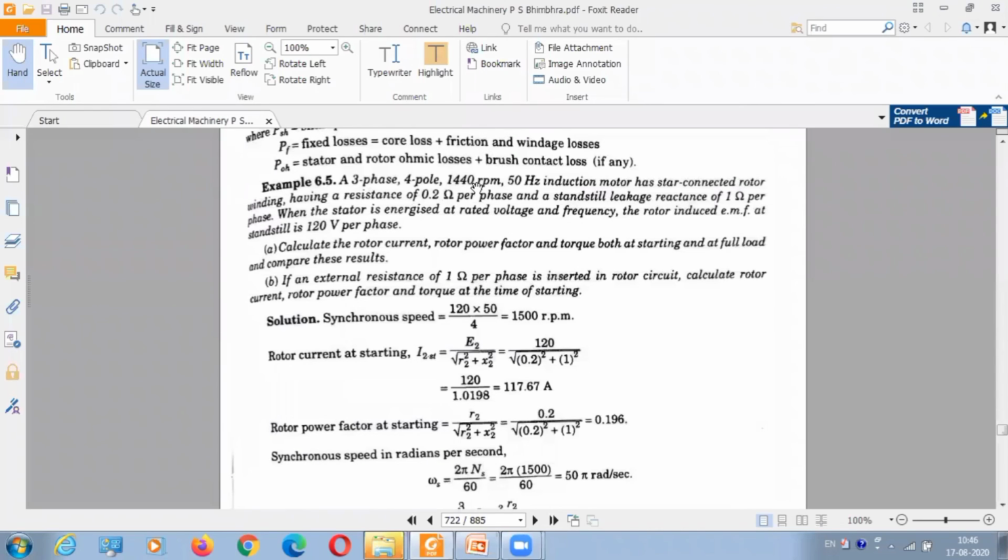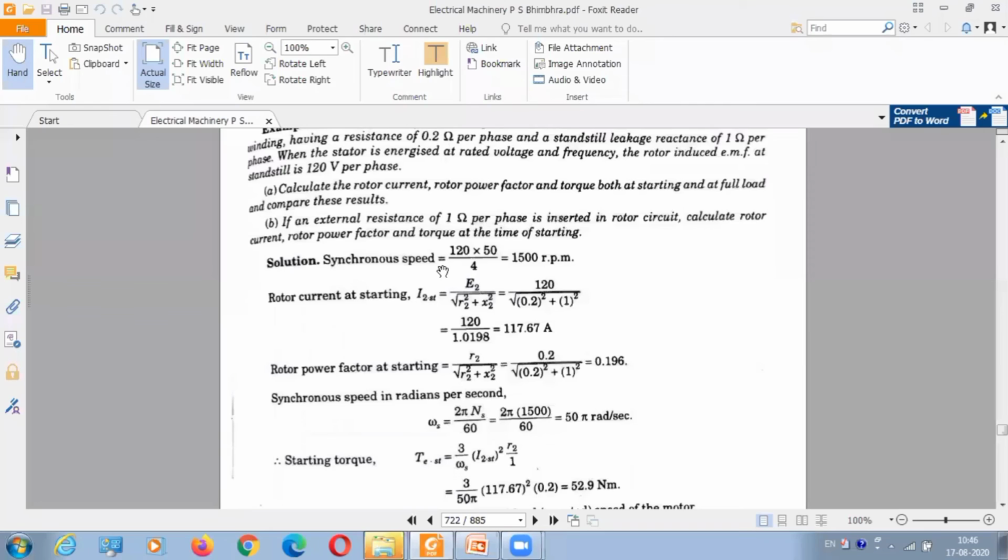A 3-phase 4-pole 1440 50 hertz induction motor has star connected rotor winding. Resistance is given 0.2 ohm. Standstill reactance is given 1 ohm. Standstill reactance, please take care of this. So that is X2 given. That's why they have used the standstill word. 0.2 is R2. Stator is energized at induced EMF 120 volt per phase.